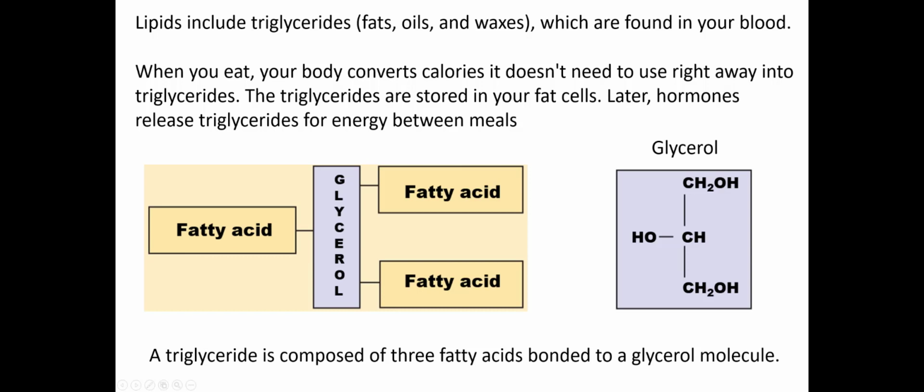Lipids include triglycerides, which make up fats, oils, and waxes, which are found in your blood. When you eat, your body converts calories it doesn't use right away into triglycerides. The triglycerides are stored in your fat cells. Later, hormones release triglycerides for energy between meals.